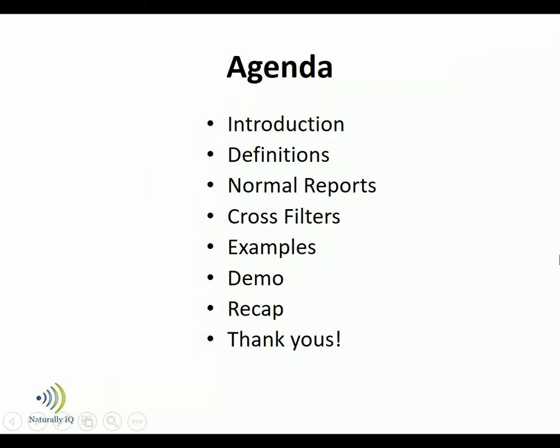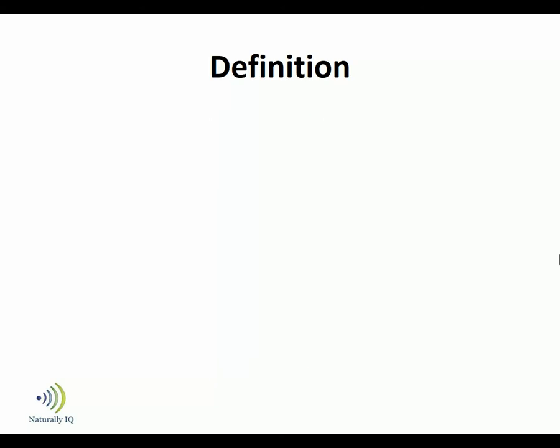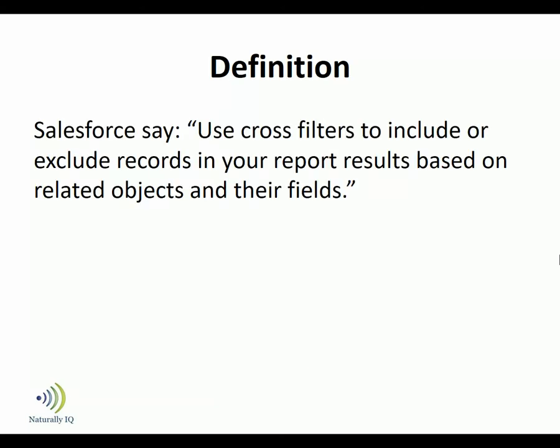Okay, so I'll be telling you what cross-filters are, give you some examples of how they can be used, and then run through a demo. One thing to bear in mind, cross-filters are a standard feature of Enterprise, Performance, Unlimited and Developer editions, and are available in both Classic and Lightning interfaces. They are not available in other editions, but you can start working with them even if you only have a single Enterprise license.